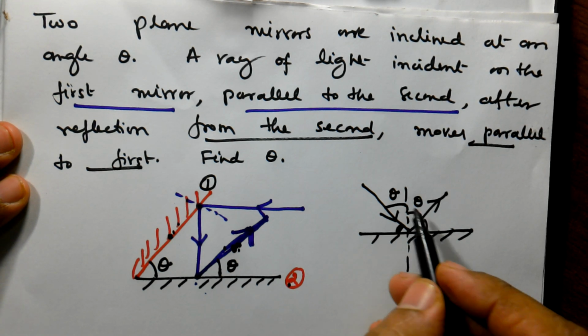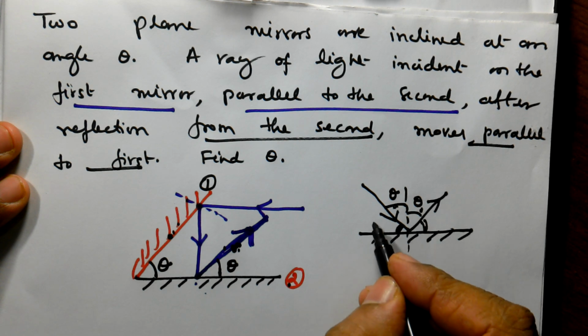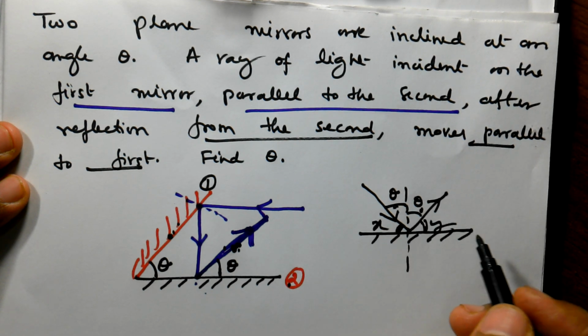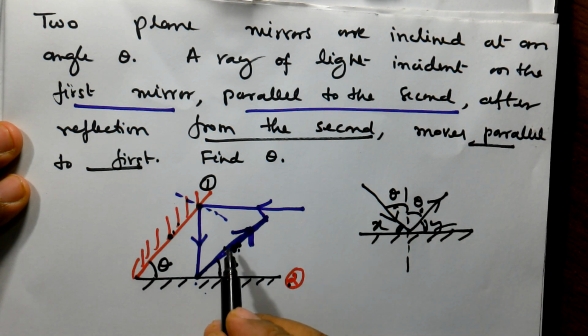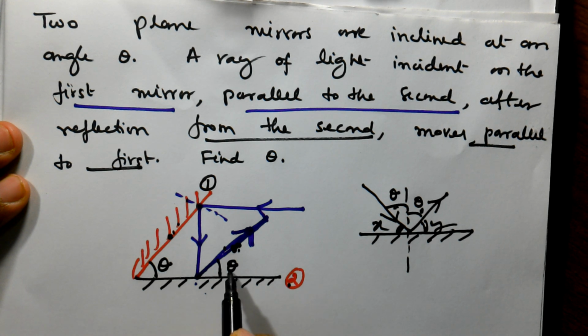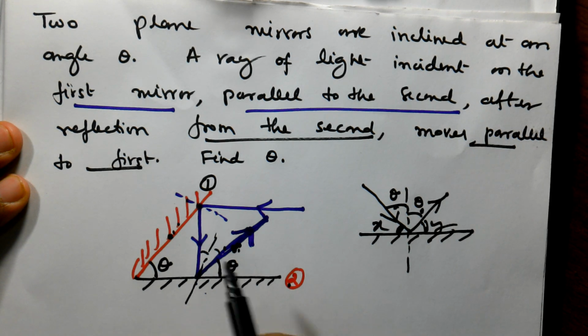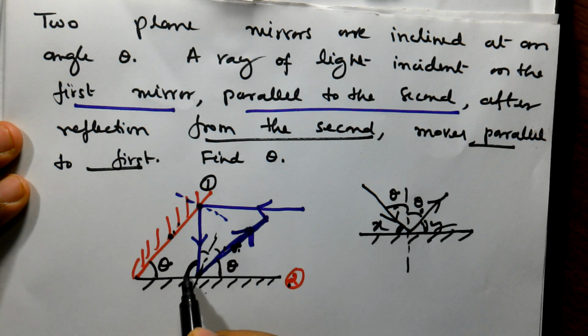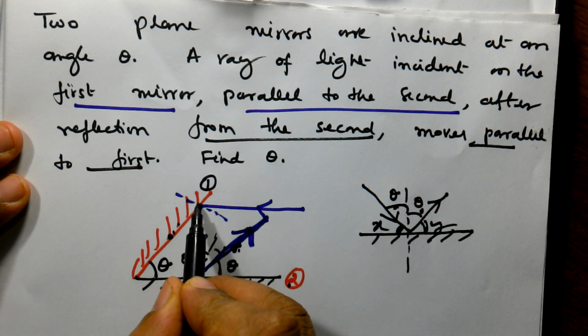What about these two angles? If these two angles are the same, definitely these two angles must be the same. Correct? They must be the same. That means, if this is theta and this is theta, whatever be this angle, here angle of incidence and reflection should be the same, but this glancing angle should be the same, theta. That should be the same.